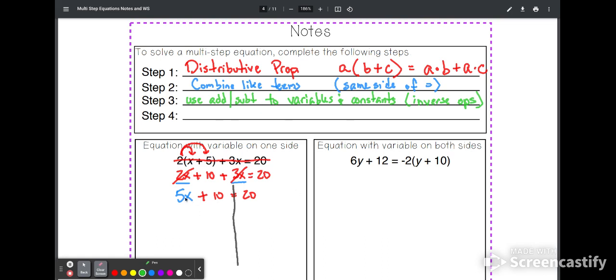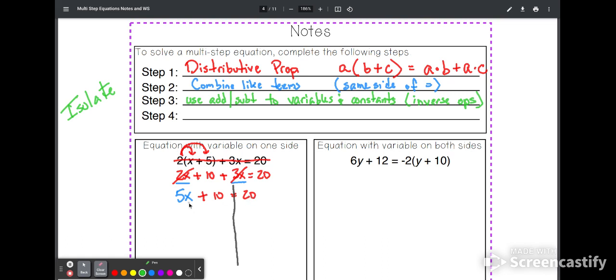When I look at the left-hand side right here, I see that I have 5x plus 10 equals 20. Well, I'm not going to move the 20 because it's already by itself. What we're really trying to do in this step is isolate what are called the constants and the variables. So 10 is a constant because it doesn't have a variable on it. It doesn't change. It's always going to be 10. 20 is a constant because it's always going to be 20.